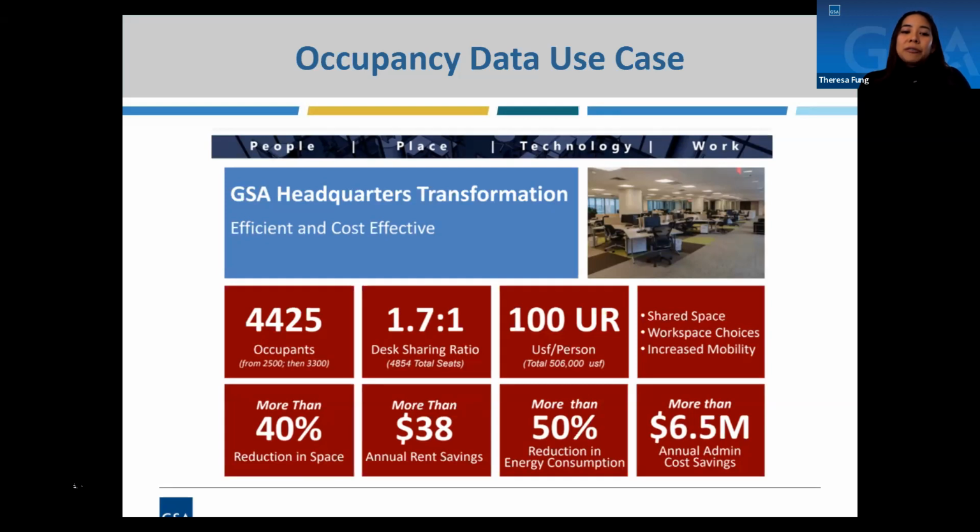We also saw a 50% reduction in energy savings. We saved $6 million in office administrative costs. And still there was sufficient space to house everyone in our headquarters building. And we found these opportunities through using the badging and seat reservation information, informing us how our employees were really using the space on a daily basis.